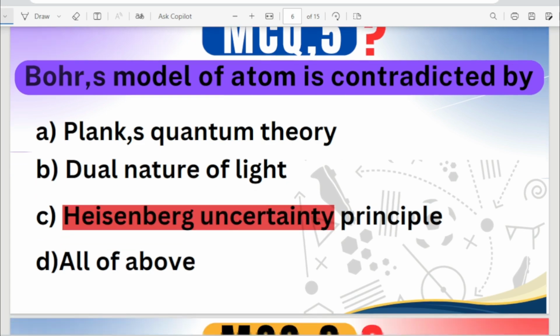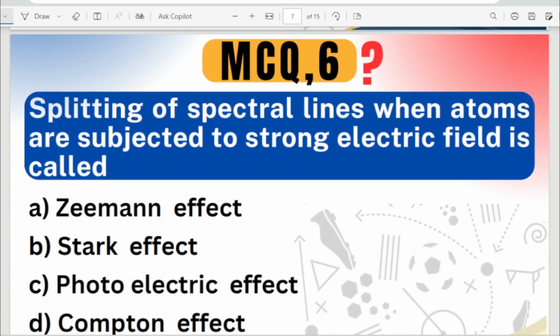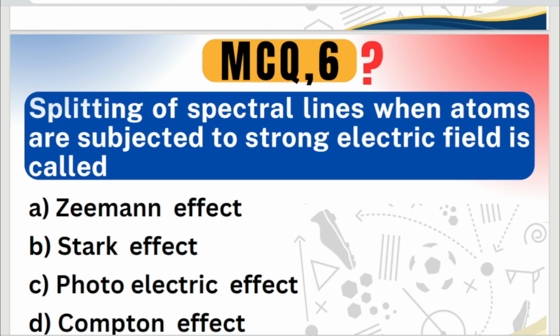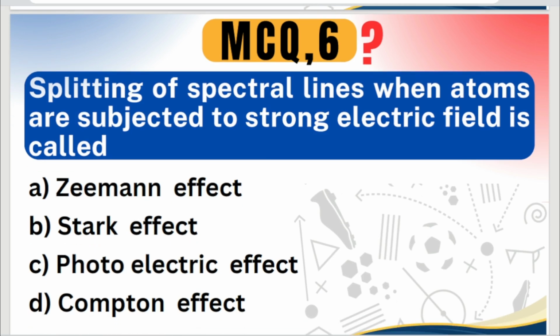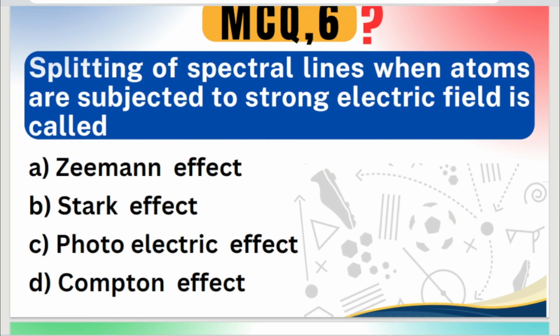And number 6, the question is: splitting of spectral lines when atoms are subjected to a strong electric field is called. The four options are: number 1 option is Zeeman effect, 2 is Stark effect, 3 is photoelectric effect, and 4 is Compton effect. So, what is the answer to this question?